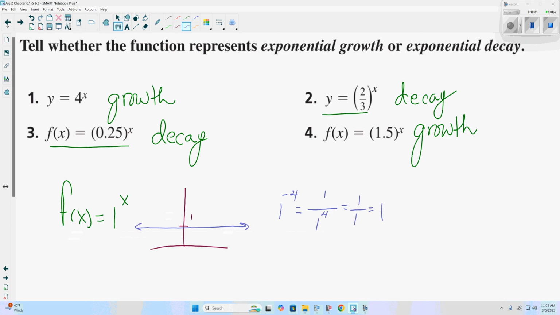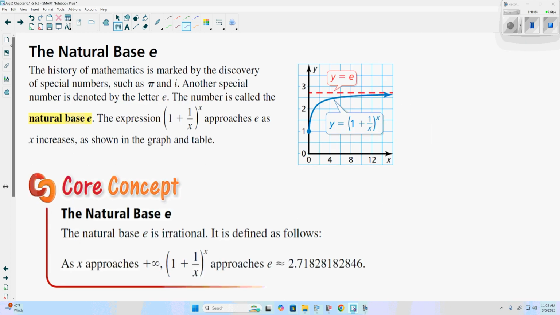Questions on this so far? Now, the other number that we're going to deal with in logarithms and exponentials is e. E is an irrational number, and we can approximate it by the equation 1 plus 1 over x to the x. E is irrational. It is approximately 2.71828182846, and it just keeps going. But this base e is very helpful with exponentials and logarithmic functions.